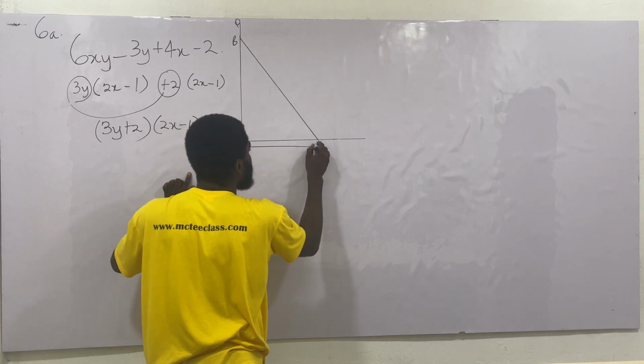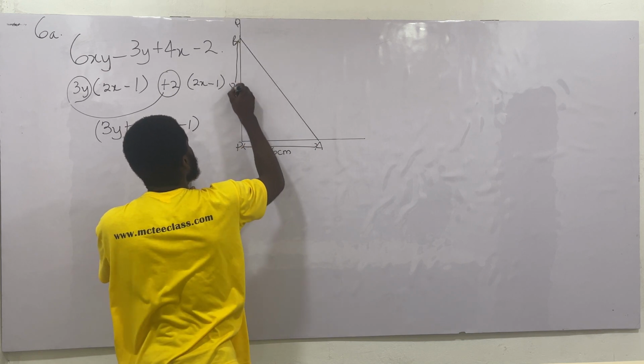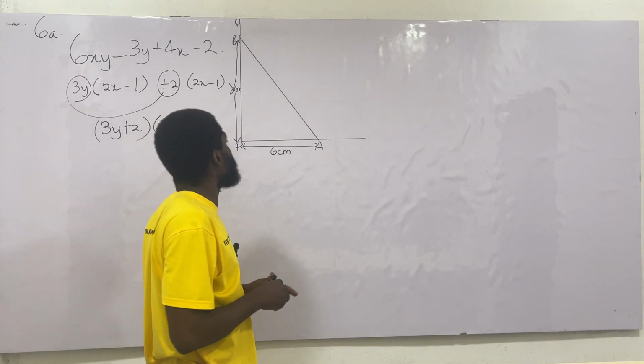Then from there to there, we're giving what? 6 cm. Then from here to B, we're giving 8 cm. We're giving 8 what? Cm. So this was the diagram, not drawn to scale.